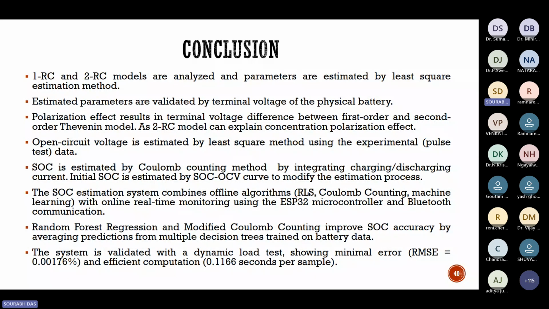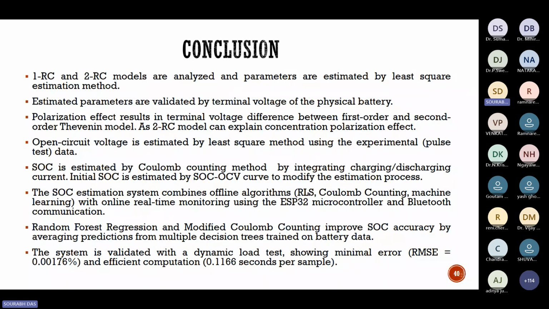And then the SOC estimation process combines offline algorithms like the RLS method, Coulomb counting, and the machine learning method, also with online real-time monitoring using an ESP32 microcontroller and a Bluetooth device, the HC-05. And then the random forest regression algorithm and modified Coulomb counting improve the SOC accuracy by averaging the predictions from multiple decision trees trained on the battery data.